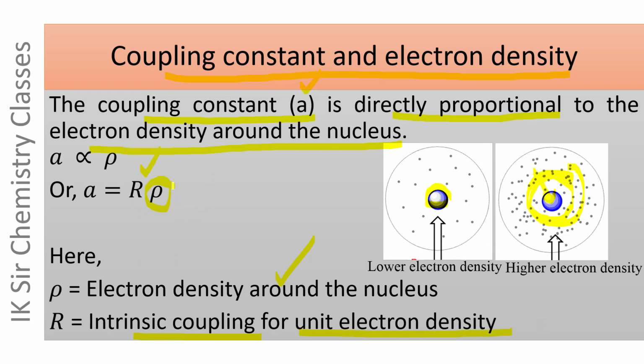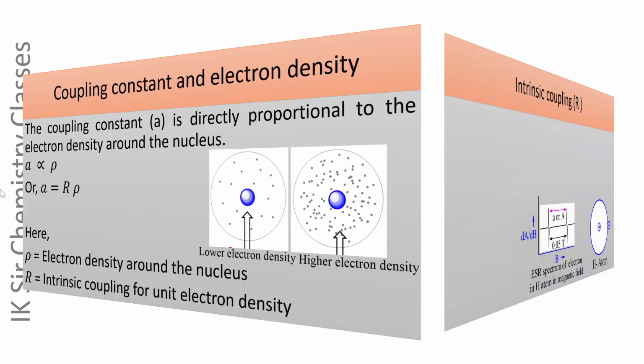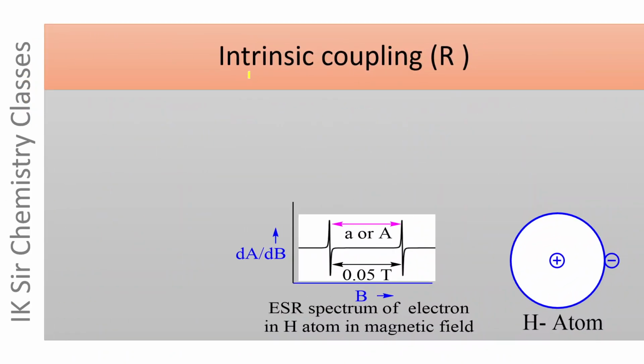If the electron density is unit, then A is equal to R, and therefore R is called intrinsic coupling for unit electron density. And if the electron density around the nucleus is unit, A is equal to R, and this is why R is also known as intrinsic coupling for unit electron density. Intrinsic coupling R.